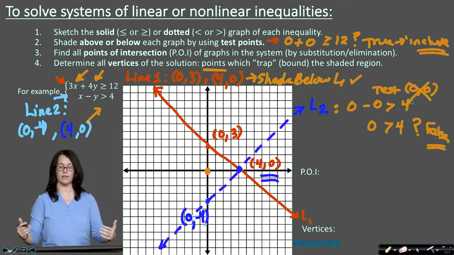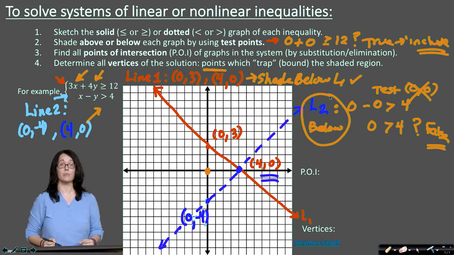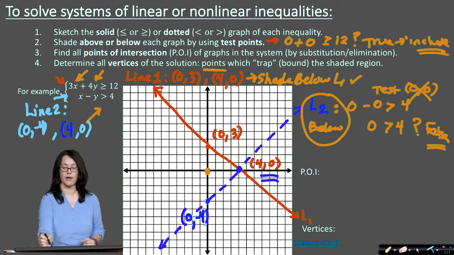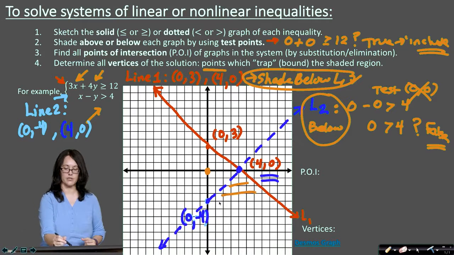So if you do not shade there, that means we cannot shade where? We cannot shade above that blue dotted line, line 2. So we must be shading below line 2. So if we're shading below line 2 so that we don't accidentally cover the point 0, 0, now we know what's going on. I'm supposed to be shading below line 1 and below line 2 at the same time. So if you think about what that would be, below line 1 and below line 2, where would we be? Well, wouldn't we be in this region? Below line 1 and below line 2?